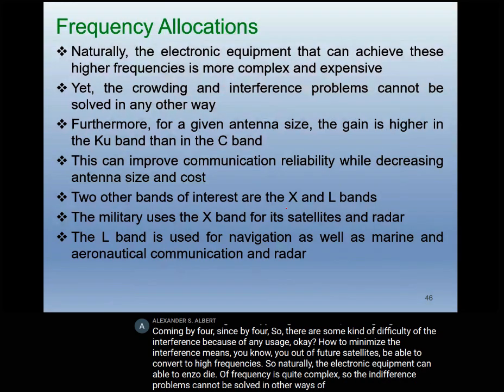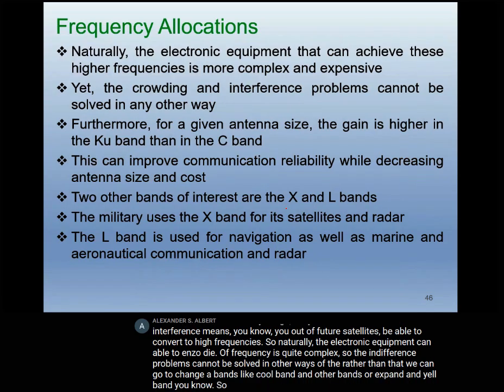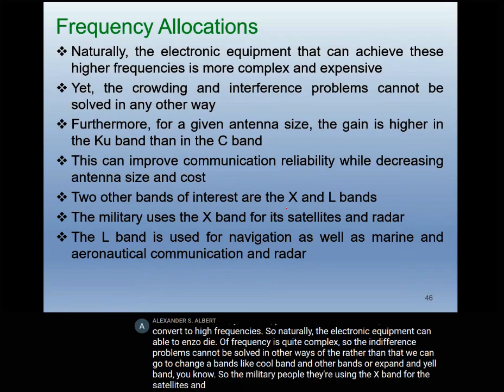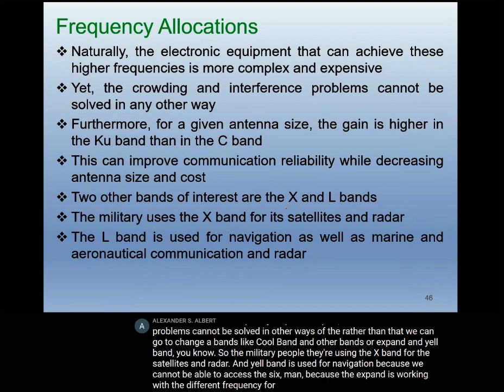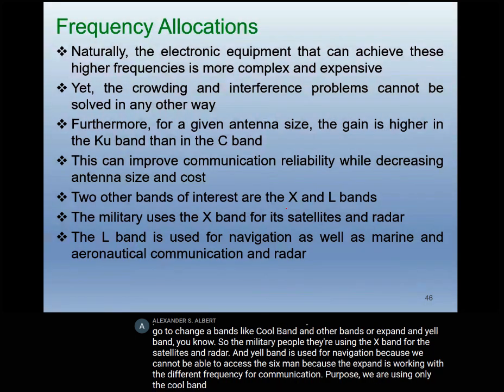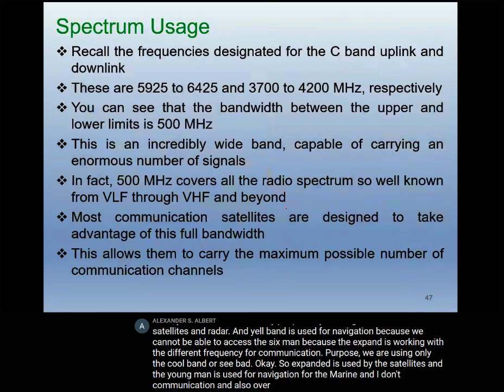Rather than that, we can change bands, like the Ku-band, and the other bands are X band and L band. The military people use the X band for satellites and radar, and L band is used for navigation, because we cannot access the X band as it works with a different frequency. For communication purposes, we use only the Ku band or C band. X band is used by military satellites. And L band is used for navigation for marine and aeronautical communication and also for radar.